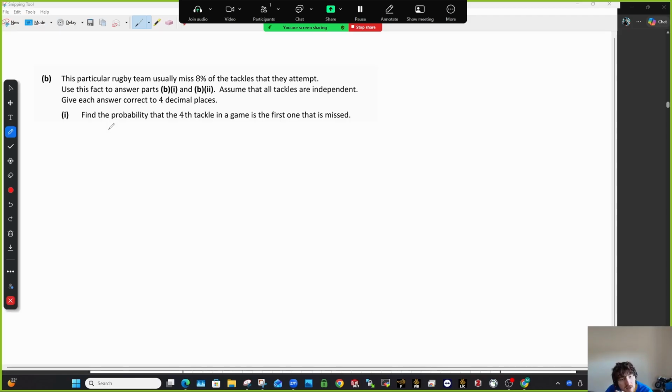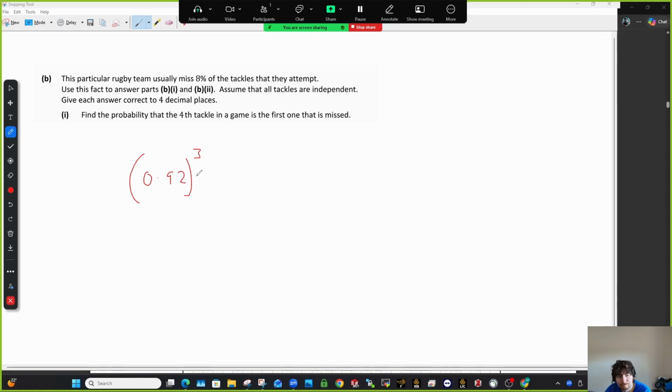Find the probability that the 4th tackle in the game is the first one that is missed. So if 8% is a miss, that is what we'll call a success. We want our first success to be on our 4th attempt, which means we've had 3 fails before. So 3 fails in a row looks like this: 0.92 to the power of 3. It's a little confusing because miss and fail are a bit different here.